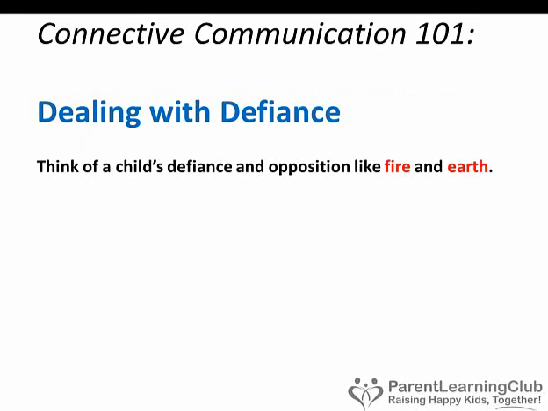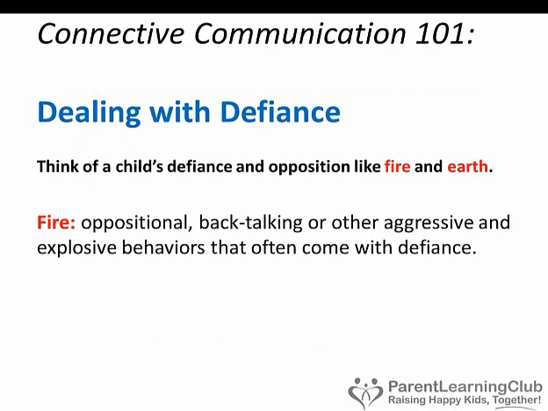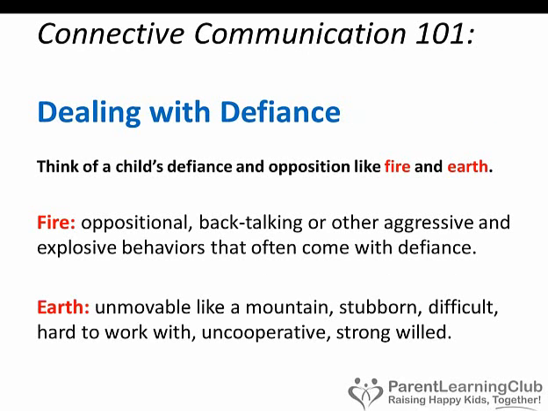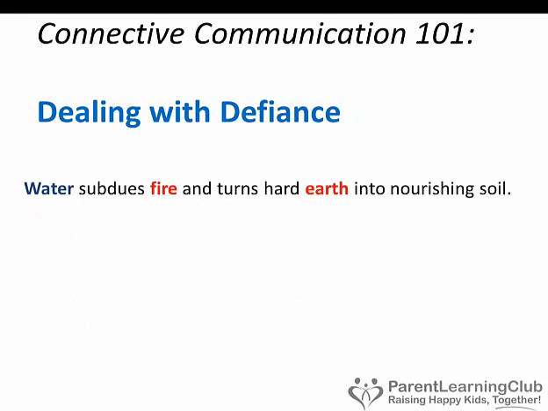So think of a child's defiance and opposition kind of like fire and earth. Okay, the fire is the oppositional side, the back-talking or the more aggressive and explosive behaviors that often come with defiance. And the earth is more the kind of unmovable, like a mountain aspect of the defiance, the stubborn or the difficult, the hard to work with, the uncooperative or the strong-willed, right? Kind of like a hard earth. And if we look at the elements here, we can see that the water will subdue fire. Also, water turns hard, resistant, difficult earth into nourishing soil.